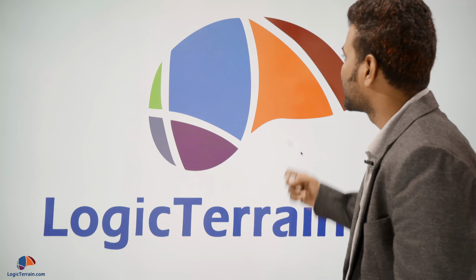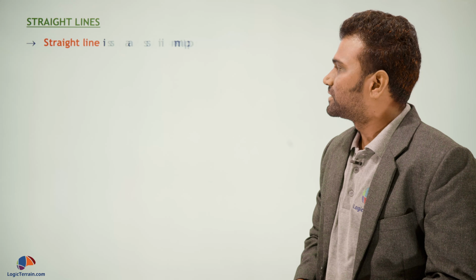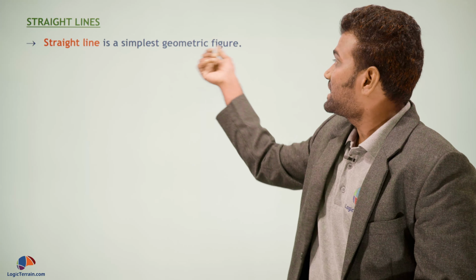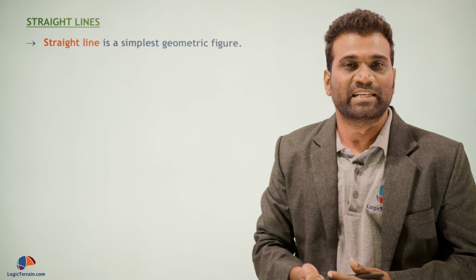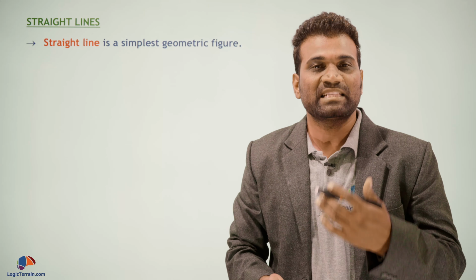Now we'll start with straight lines. Straight lines. A straight line is a simplest geometric figure. So what is a straight line? A straight line is a simplest geometric figure.